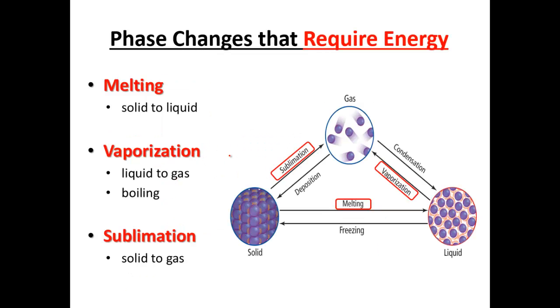So as we look at our phase diagrams, the first 3 phase changes require energy. So we need to think about it in terms of the substance. Our first one's melting, solid to a liquid. To go from a solid to a liquid, we need to have heat added to the material. To go from a liquid to a gas, vaporization, you need to add heat. And then to go from a solid to a gas, sublimation, we need to add heat. So all 3 of these require energy to be added.